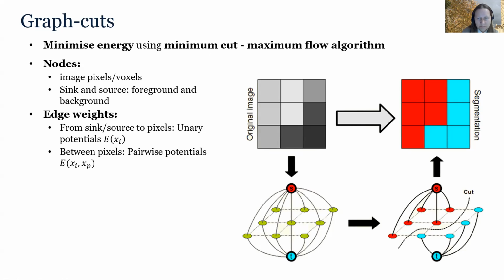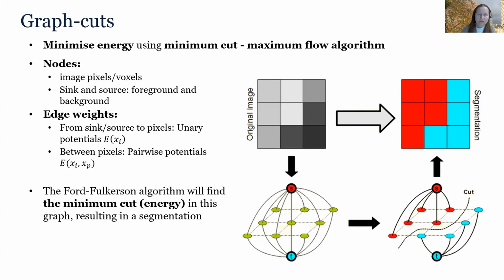the graph. Okay, so we will not go through this algorithm because that is quite complex, but it's a very well-known algorithm from graph theory. It's called the Ford-Fulkerson algorithm. If you're interested, look it up online. You will find a video, I'm sure. And this algorithm will help us to find this minimum cut, which is the same as minimum energy.